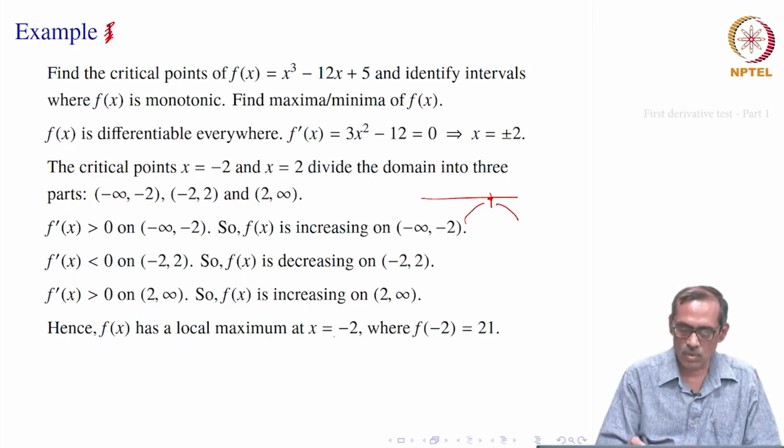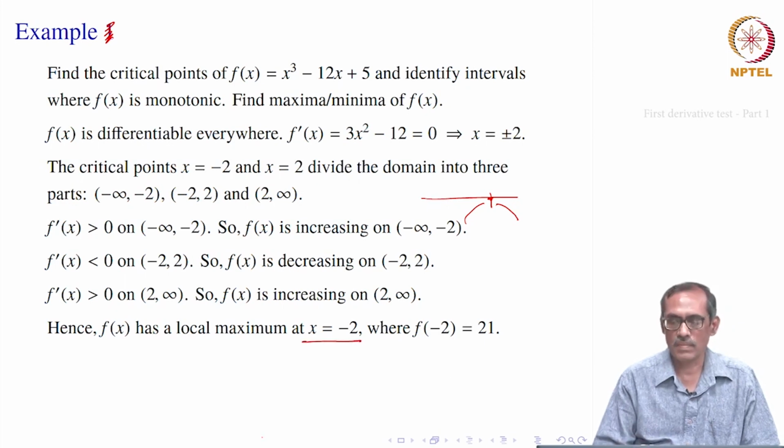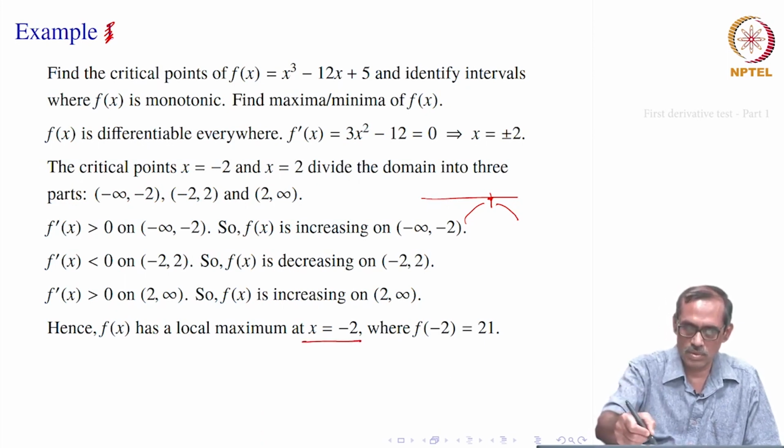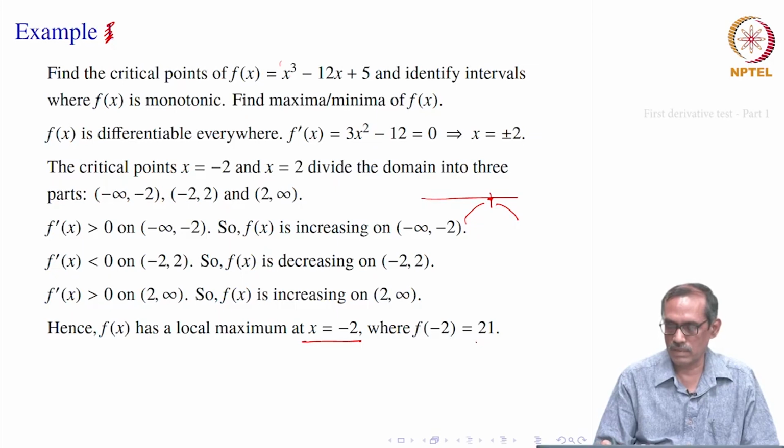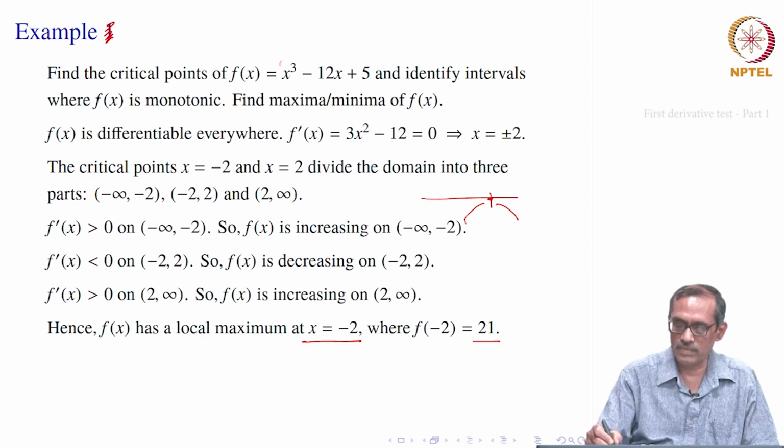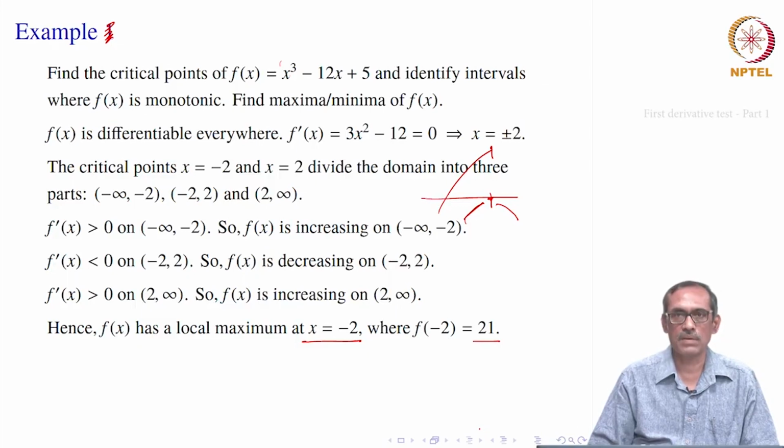Therefore, it has a local maximum at x equal to minus 2, and if you evaluate at minus 2, it is minus 8 plus 24 plus 5. So, that gives you the value 21. So, f at minus 2 is 21. That means f prime will be negative, but it will be something like it is increasing, so somewhere it will go up to 21. That is how it looks.